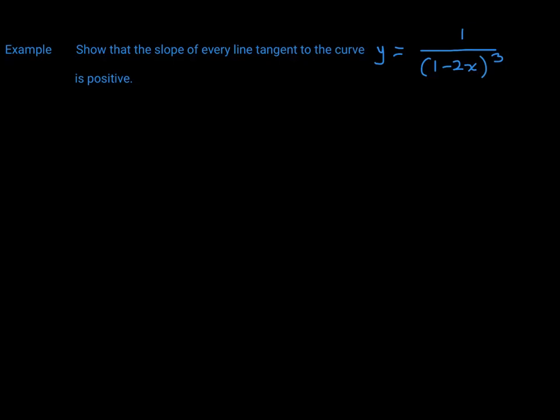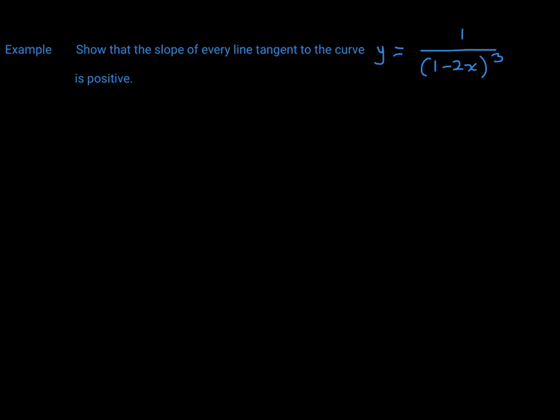All right, cool. A brand new example. Show that the slope of every line tangent to this curve is positive. Okay, folks, we know that the slope of a line tangent to this curve means the derivative of this function. So we must find the derivative. They basically want us to show that the derivative is going to be positive for every single input. So let's first find the derivative.